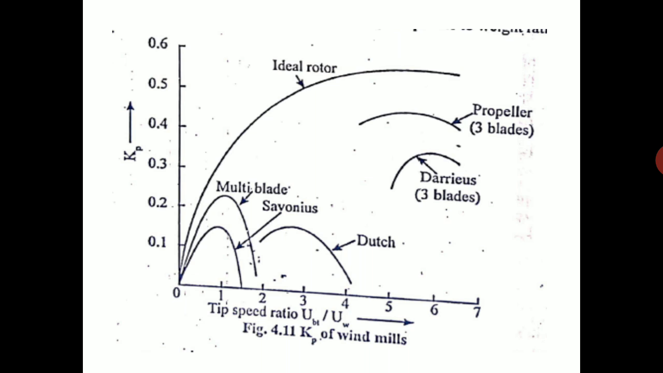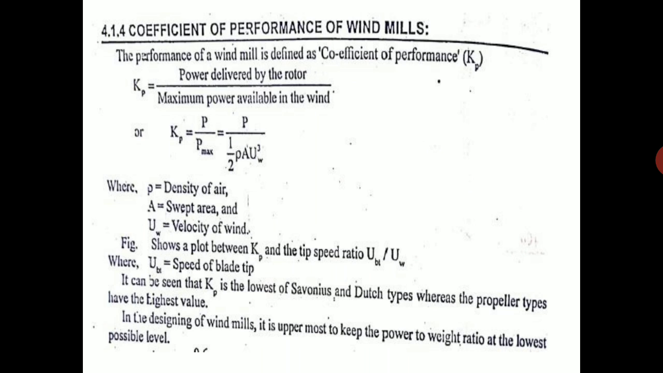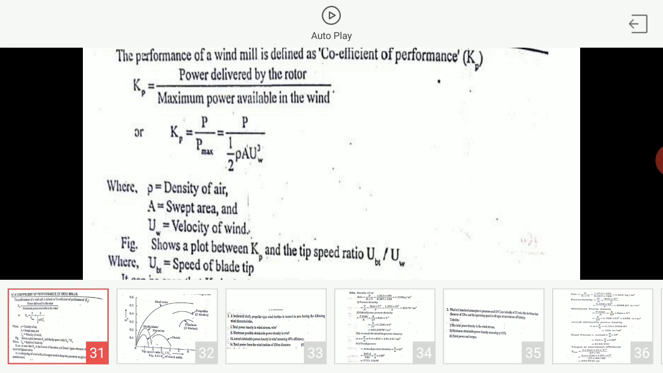So this was the coefficient of performance of the wind turbines, and using the same relations for power, like P is equal to half into rho A V cube, we will be solving two numericals. So let us see the numericals now.